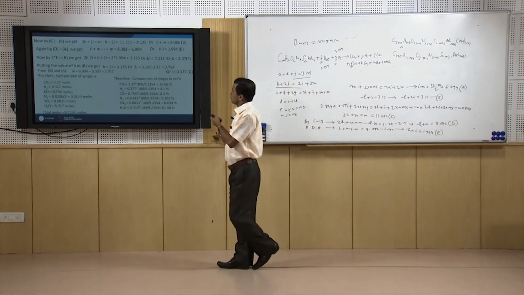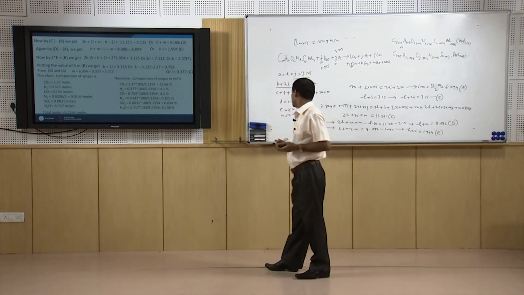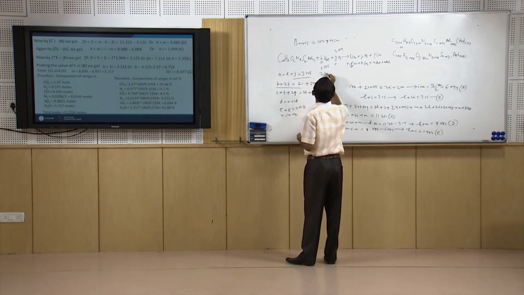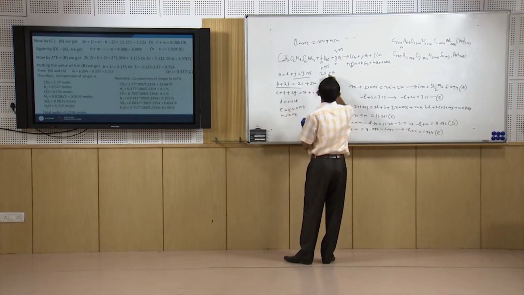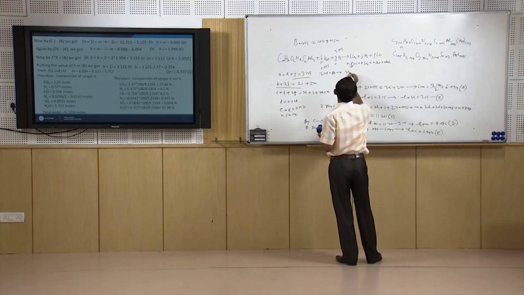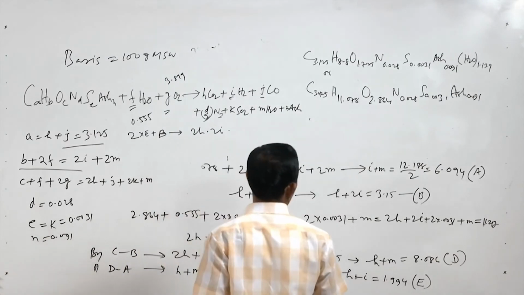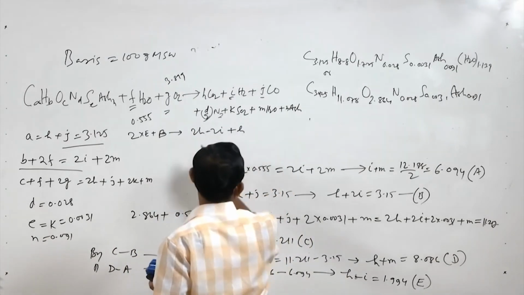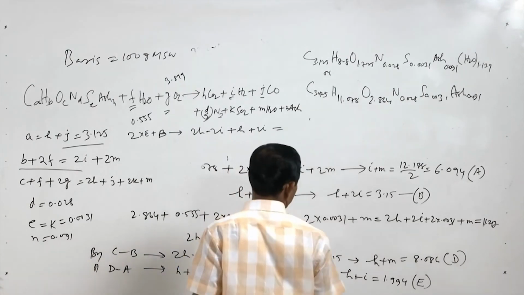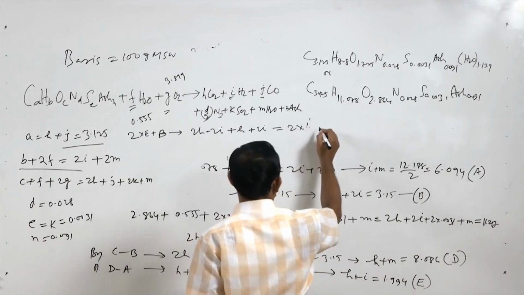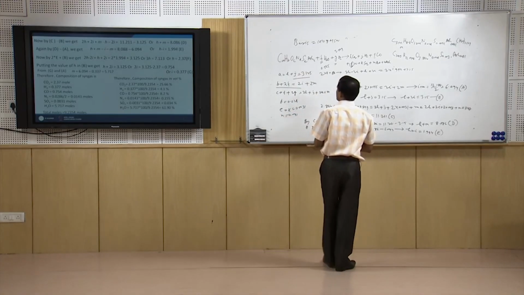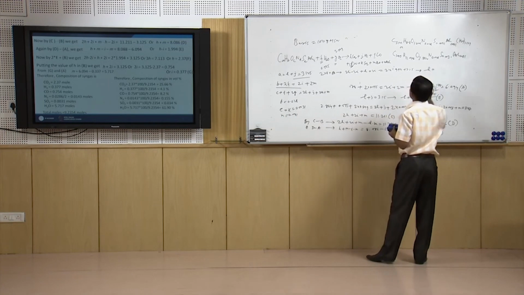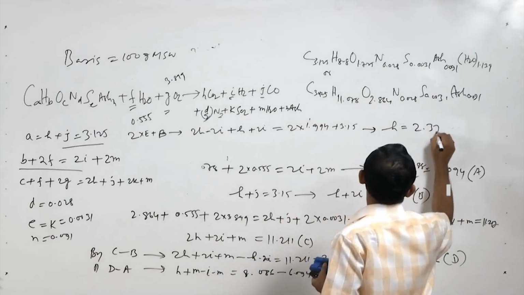Now, multiplying 2 into B plus E by 2 into E plus B, it will give us 2H minus 2I and B plus H plus 2I, that is equal to 2 into 1.994 plus 3.15, or H equal to 2.37. Now we are putting it as F.